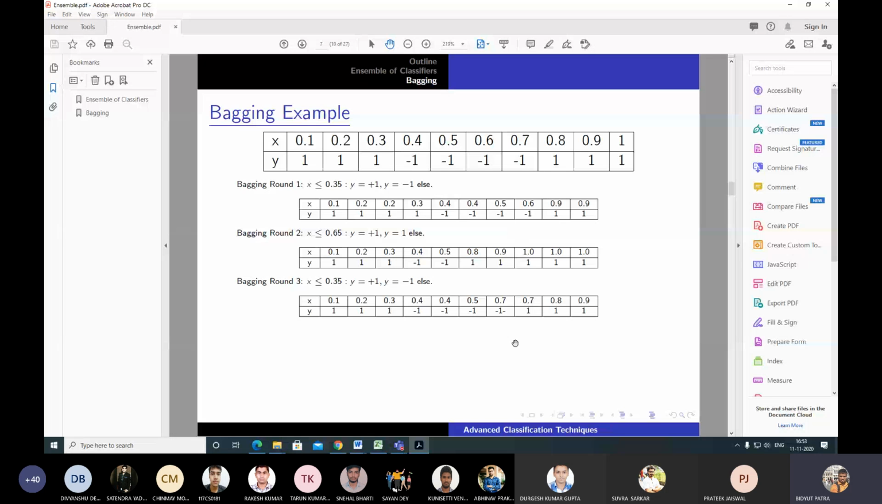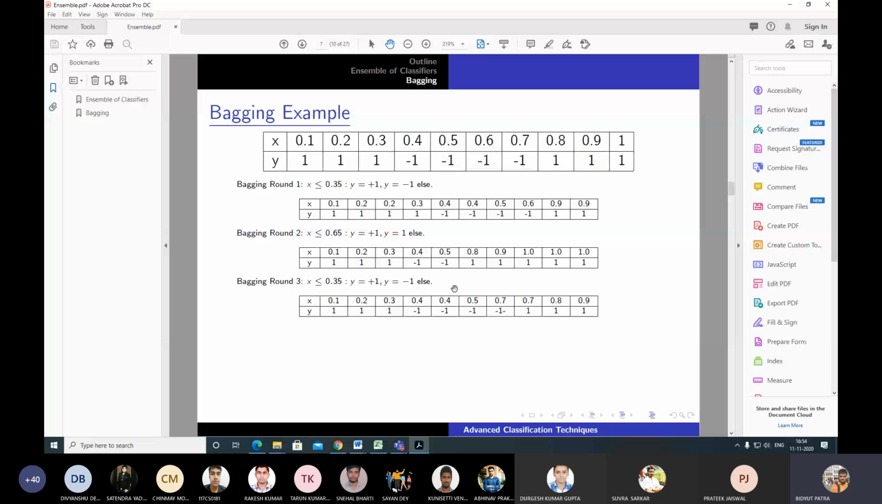What is that? 0.7. If you take 0.7 or something like that, above 0.75 is somewhere here. So at 0.75 the class label is -1, and at 0.8 the class label is 1. So therefore, you'll get a decision stump here.